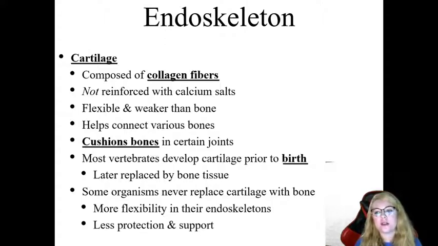Most vertebrates develop cartilage prior to birth, but later replace it with bone tissue. But as I said, some organisms never replace that cartilage with bone, and they have more flexibility in their endoskeletons, which ultimately results in less protection and support. As humans, we too have many areas in our body that start out as cartilage when we're in the mother's womb, or even when we're first born, that eventually harden, in a process called ossification. You don't need to know that right now, but you will next year, possibly. Through that process, the cartilage turns to bone.